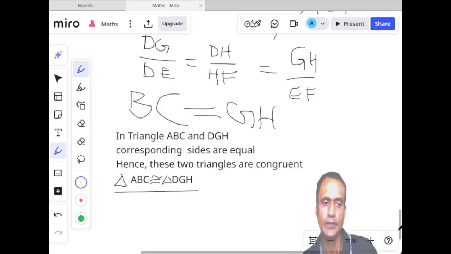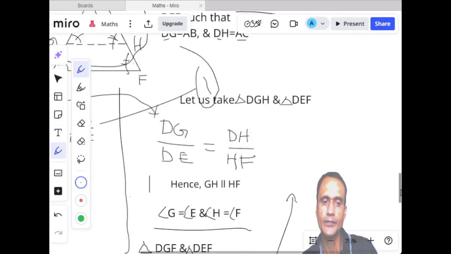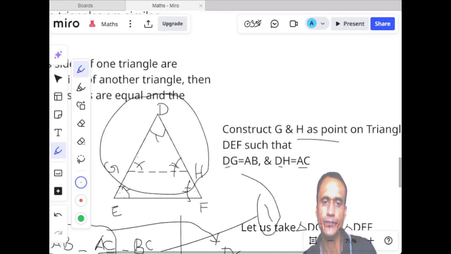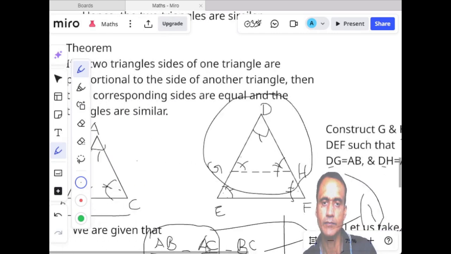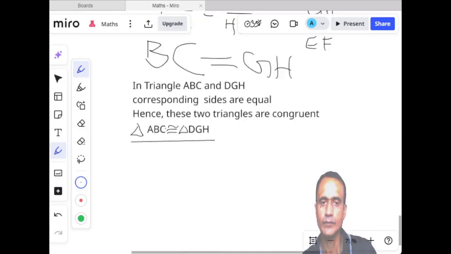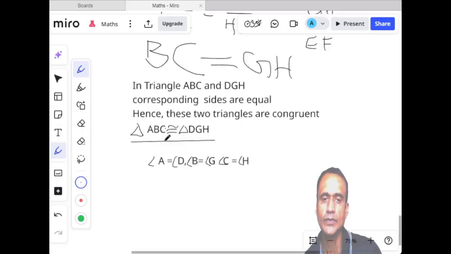So in triangles ABC and DGH, what we see: AB equal DG, AC equal DH, and GH equal BC. This we have proved. So these two triangles are congruent. This is what I have written here. If these two triangles are congruent, then their corresponding angles are equal.